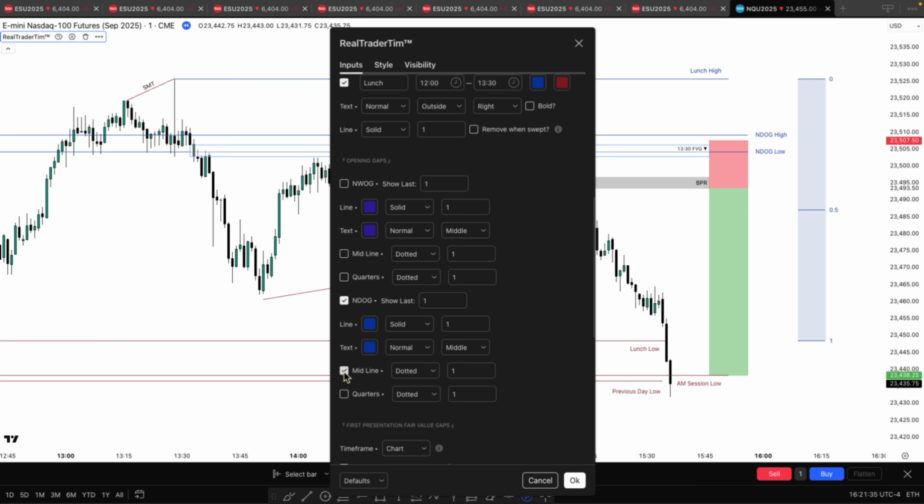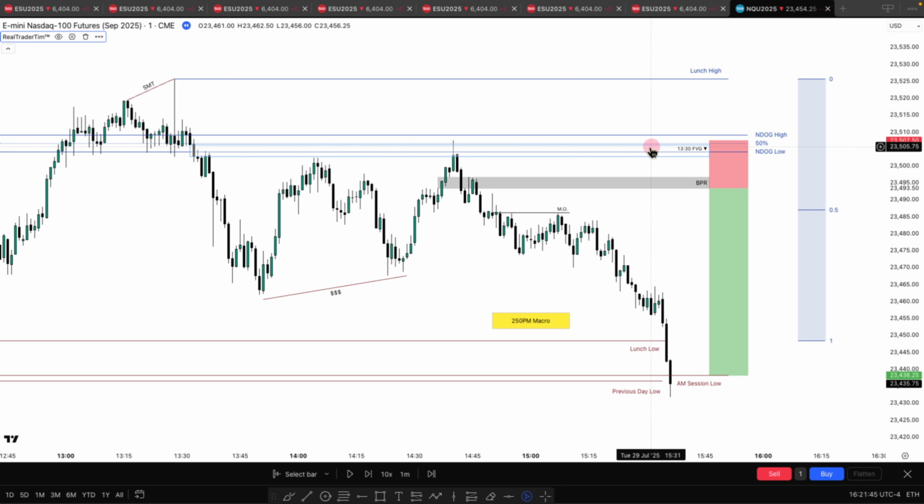You can toggle the midline on or the quarters, but whenever we have a smaller new day opening gap or new week opening gap, I'll typically just utilize CE or 50% of the new day opening gap, and you can see that it's dragged out there. And we're just wicking right above that 50% level, but you get more precision with this, okay? So see how we're rejecting off of there? Right out of this first presentation fair value gap, right out of this new day opening gap.